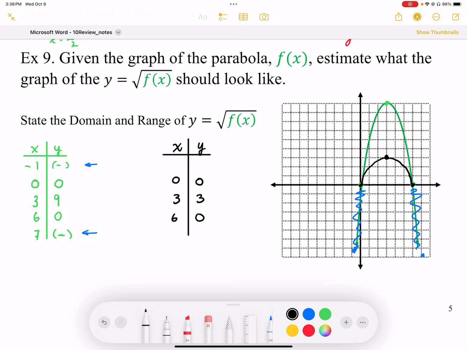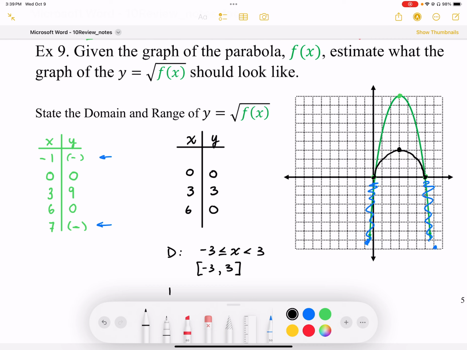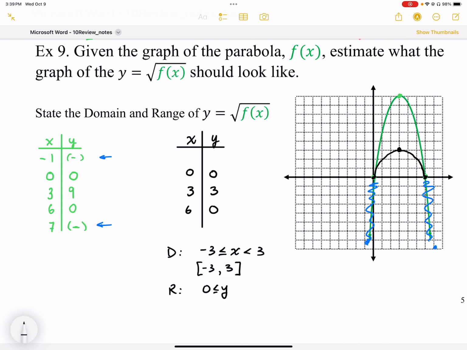So the domain of this function is going to be just the positive values. So the domain is going to be from -3 to +3. We can write that in interval notation as -3 to 3. And then the range of that function is going to be y is greater than or equal to 0. Okay, and again, in interval notation, we can write that as from 0, including 0, all the way to positive infinity.